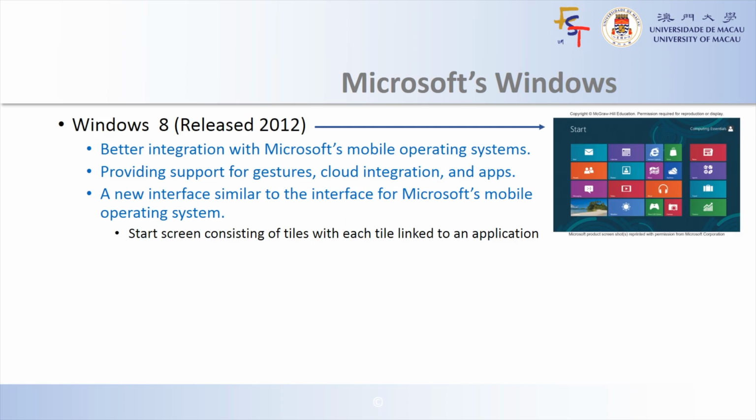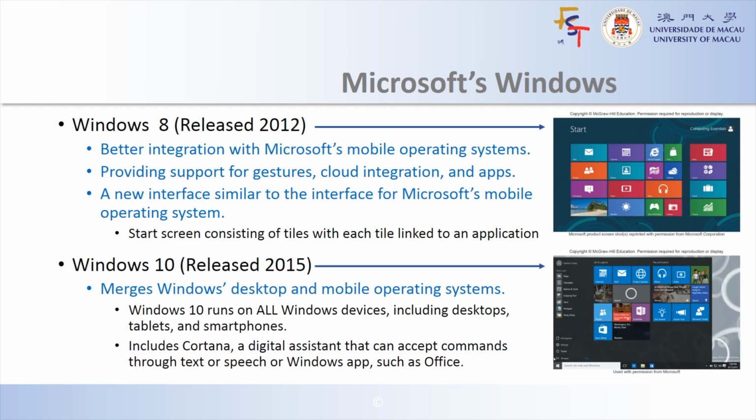Windows 8 was released in 2012, created to better integrate with Microsoft Mobile's operating systems. They provide support for gestures, cloud integration, and apps. It introduced a new interface which is similar to the interface for the Microsoft Mobile operating system. The Start screen consists of tiles, with each tile linked to an application. See the figure at the right side.